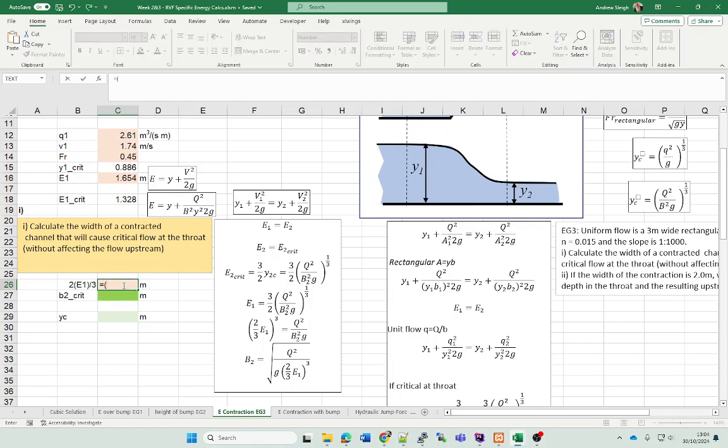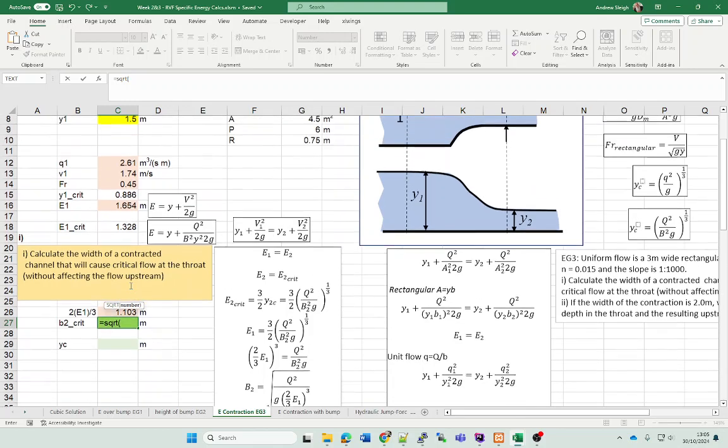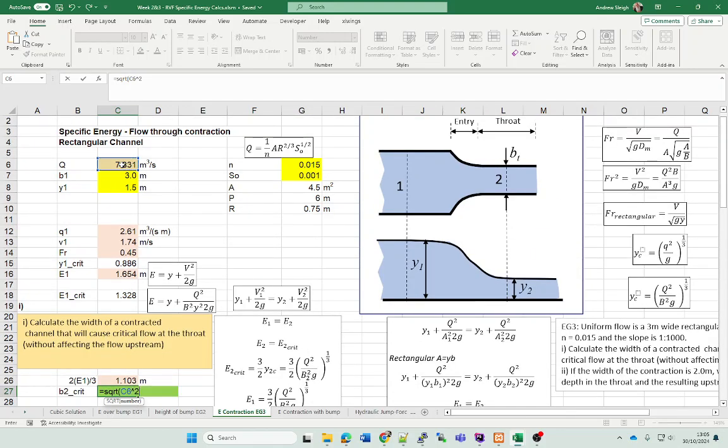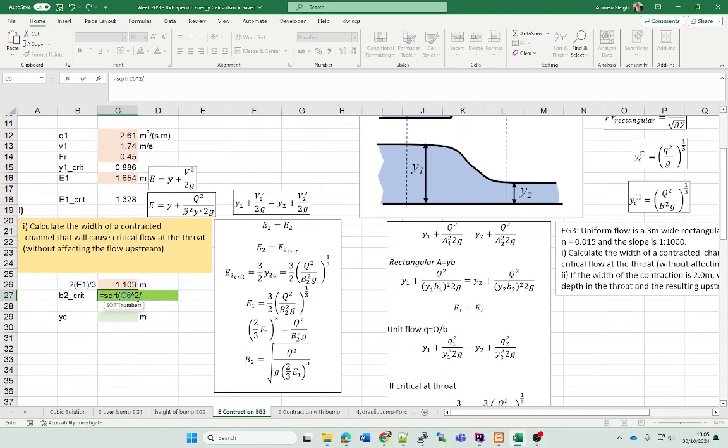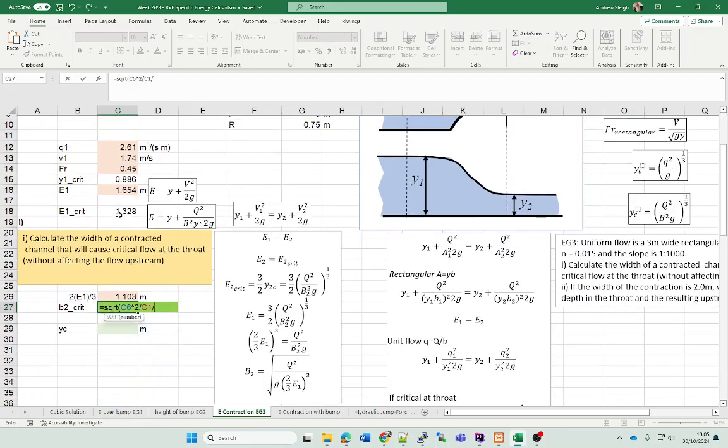Equals 2 times E1 over 3. We don't need these brackets, but I'll put them in anyway. B2 crit, I'm just going to calculate using that formula there, which is equal to, I'll use a square root function because it's convenient, the square root of capital Q squared divided by G divided by what we've done, this 2/3 E1 to the third, so just above for convenience, all that to the 3, sorry, not the third, close brackets, and we get 2.16 meters.